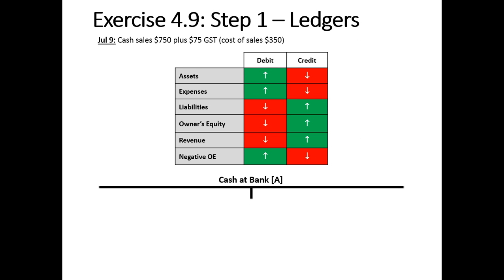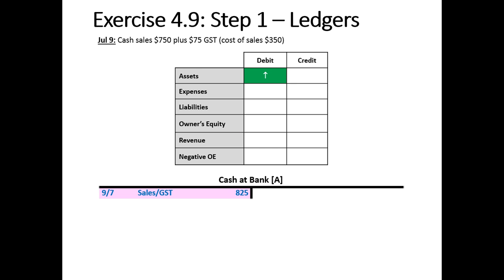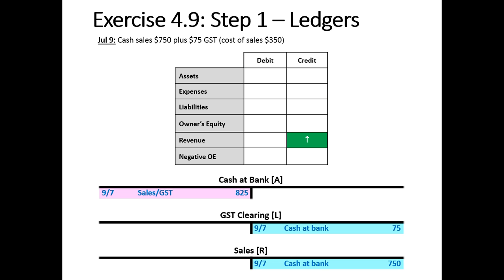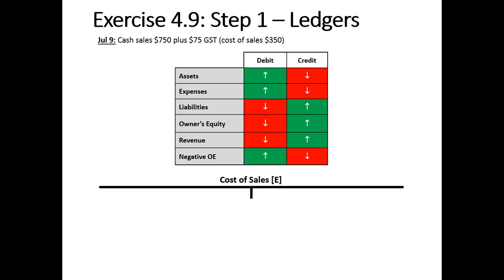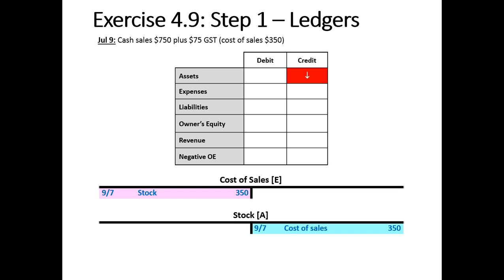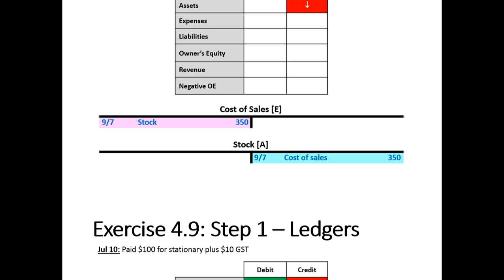On July the 9th, another cash sale, $750 plus GST, cost of sale $350. So the asset going up will be cash. That'll be a debit for both the sale and the GST amount. Collecting GST, so that'll increase our liabilities, and also making a sale, which is a revenue, and that'll also be a credit. Taking care of the cost of sale, we've got a debit of $350 to the expense and a credit to the asset of $350.